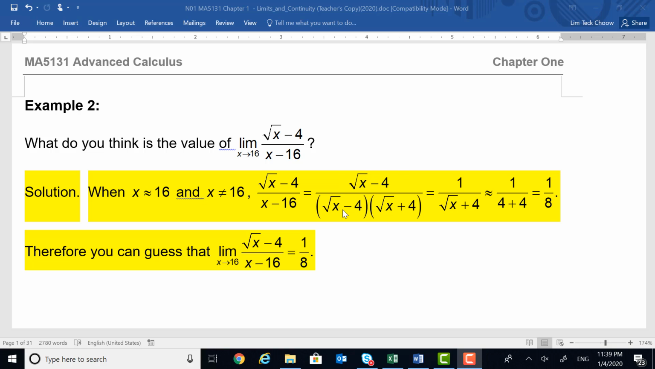I can then cancel these two away. Upon cancelling these two away, I'm left with only just this. So if a function is just like this, as long as x is not 16, then when it goes very, very close to 16, you can imagine that if this number is very, very close to 16, then the square root is very, very close to 4 and you end up with the number 1 over 8. And therefore, you can quite easily guess that the limit of this function is actually 1 over 8.